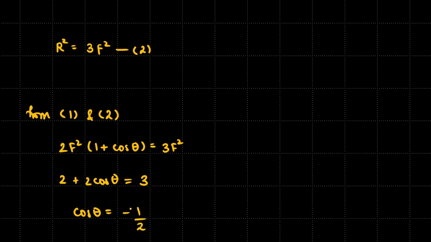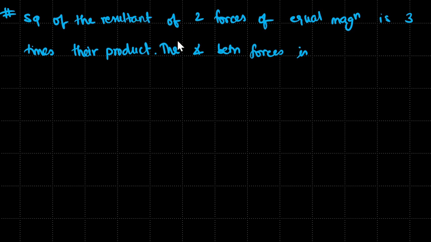So cos theta will be, no, it will be plus 1/2. The reason it will be plus 1/2 is that 3 minus 2 is 1, and 1 divided by 2 is 1/2. So 1/2 is cos 60 degrees, which means our value of theta is 60 degrees. If there were options, then 60 degrees would be the correct option.